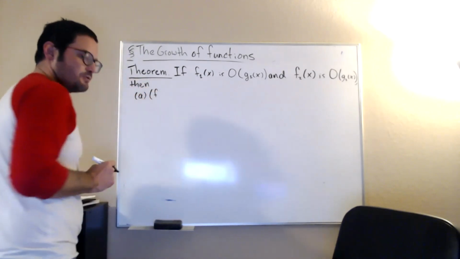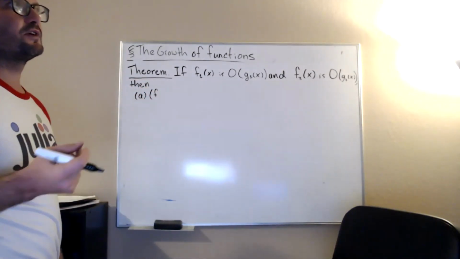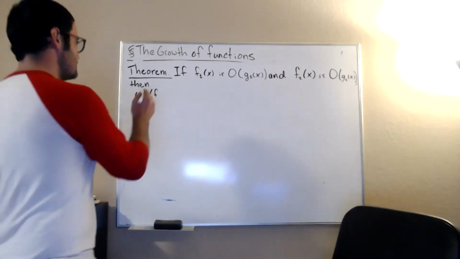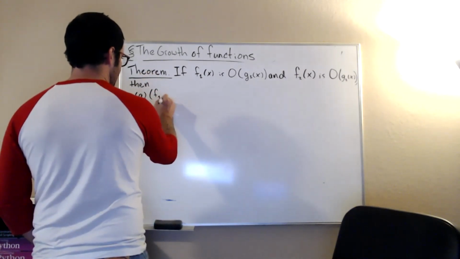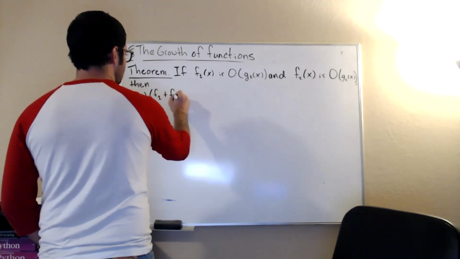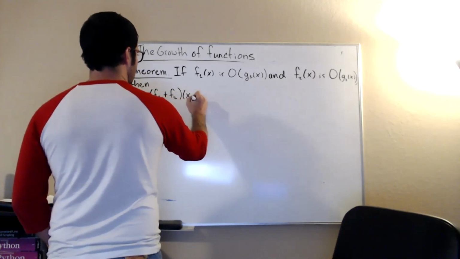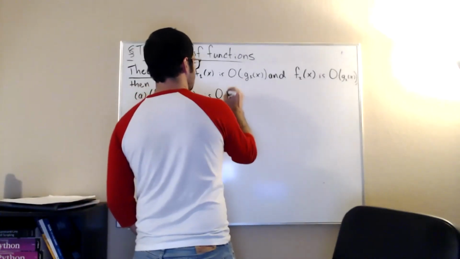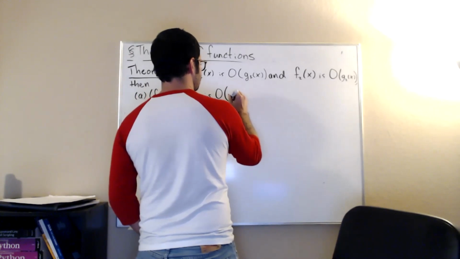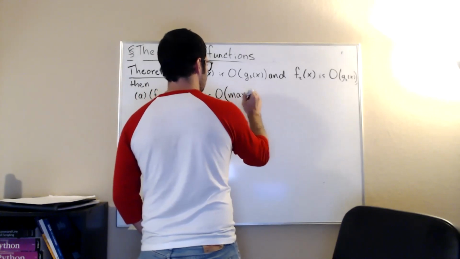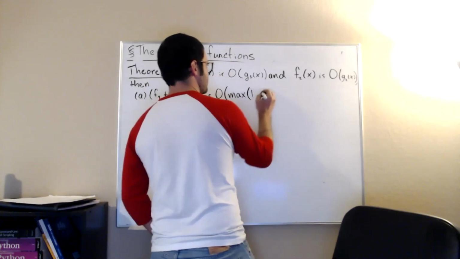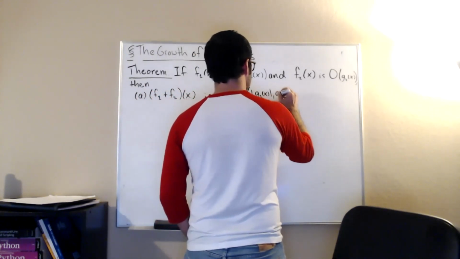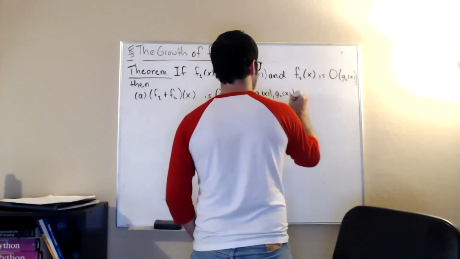so a lot of times when you're working with algorithms, you'll find that the number of operations is some type of composition of functions. So this following theorem is concerned with compositions such as addition. So f1 plus f2 of x is big O of the max in absolute value, g1 of x, g2 of x, again in absolute value.